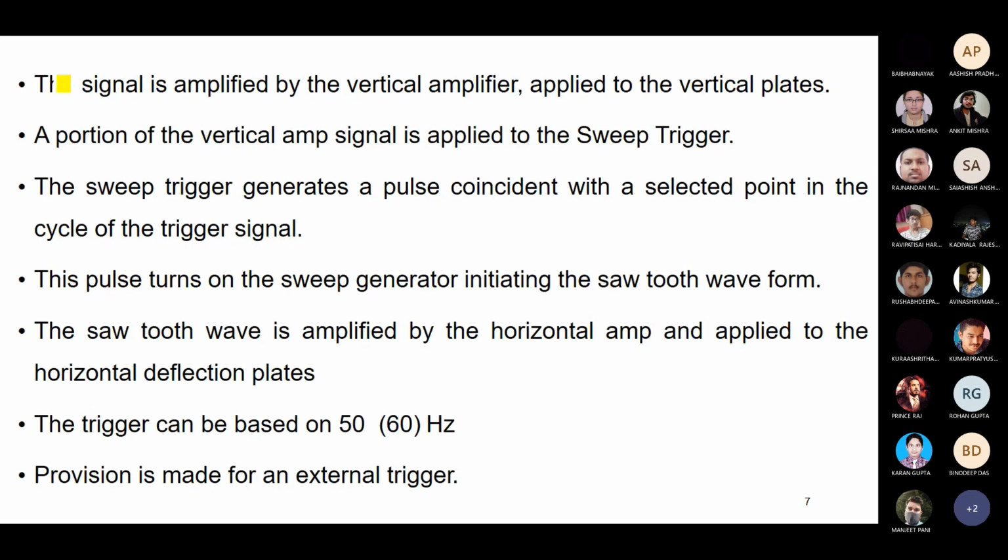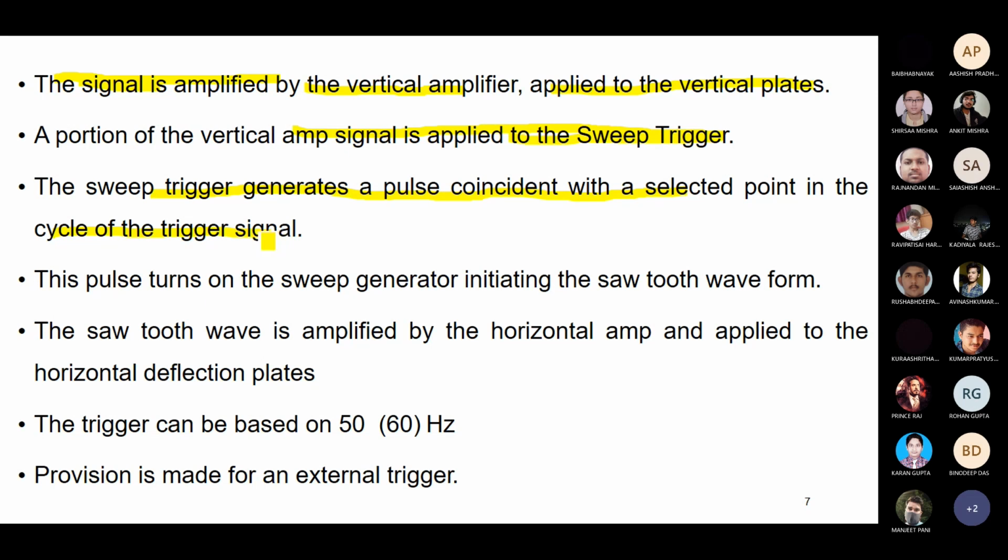Then the signal is amplified by the vertical amplifier and applied to the vertical plate. If you want vertical amplification, the vertical amplifier gain bias voltage should be changed. The position of the vertical amplifier signal is applied by the sweep trigger. The sweep you are giving, the ramp signal, is called the sweep trigger. The sweep trigger generates a pulse coincident with the selected point in the cycle of the trigger signal.